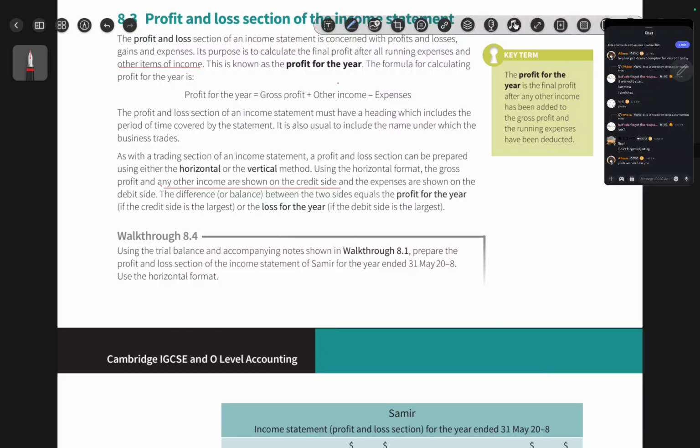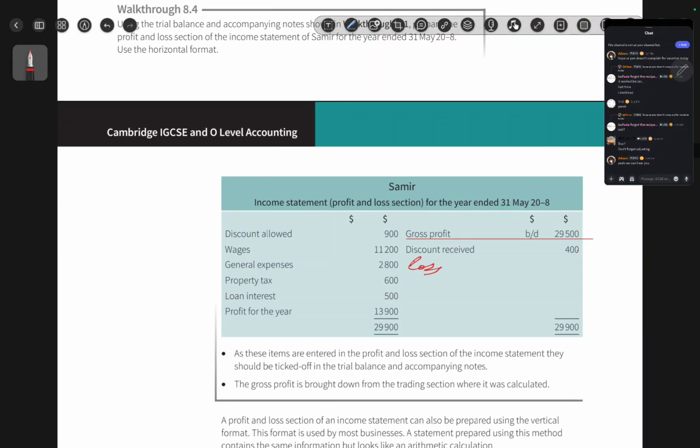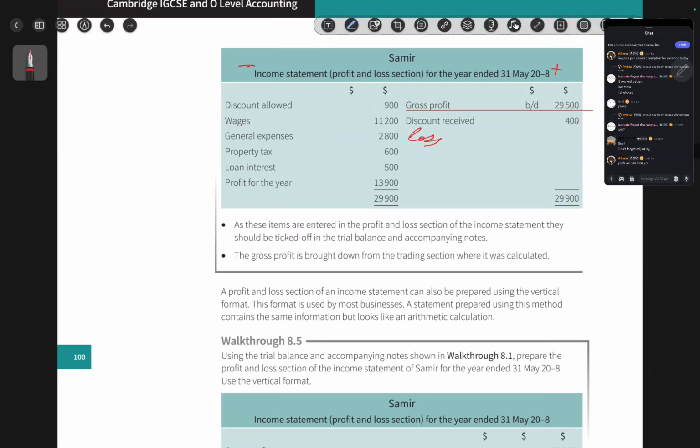All right, using the trial balance and accompanying notes, prepare the profit and loss section of an income statement. So you can see that anything increasing the profit comes on the credit side, anything decreasing the profit comes on the debit side. This is all our expenses, and this is our profit for the year.